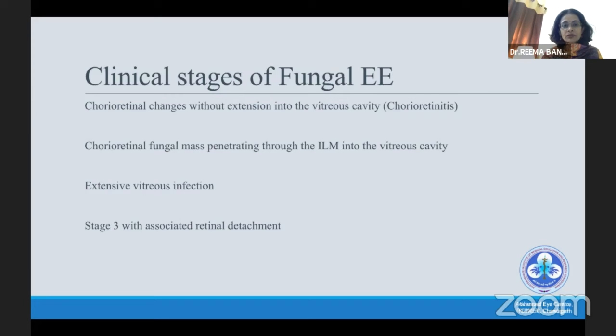If we go back to the clinical stages of fungal endogenous endophthalmitis, we have chorioretinal changes without extension into the vitreous cavity. At this stage, it is known as only a chorioretinitis. Then the chorioretinal fungal mass penetrates through into the vitreous cavity, which we saw in our patient. Then this is followed by an extensive vitreous infection. And the fourth stage is stage 3 along with associated retinal detachment.